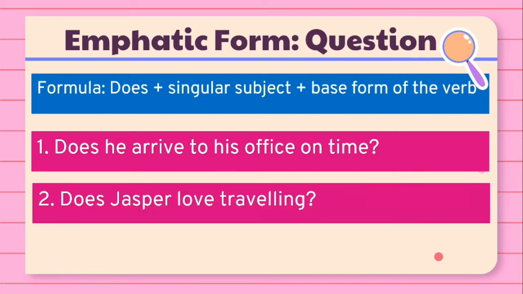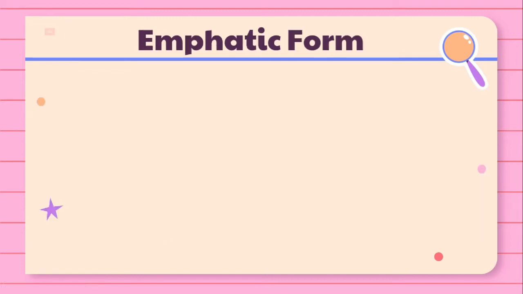Let's move on. We have here, does Jasper love traveling? So still, we will follow this pattern. We have does followed by your singular subject, who is Jasper, and then your base form of the verb, which is love. Now, what about do? When do we use it?